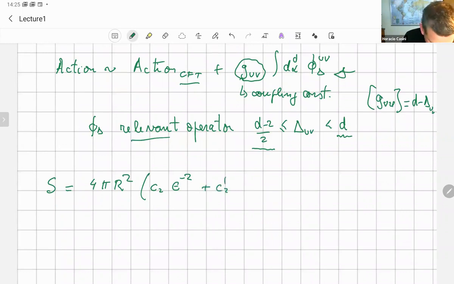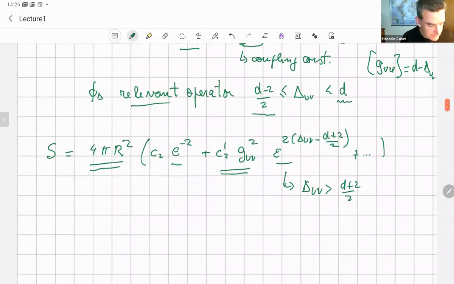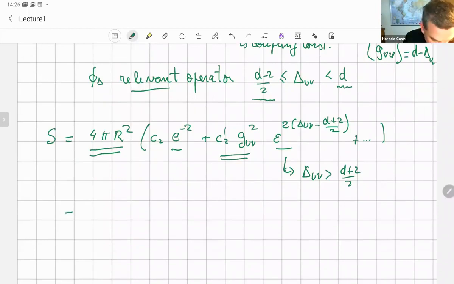So here we can write C prime. In general, this thing will be perturbatively computable, and it will be some power of G; in general, it starts with a G squared term. And here we have a power of epsilon that is determined just by dimensional analysis. Plus, it can be something else. This is the divergent area term. All powers of the cutoff are negative. So in that case, we need that delta UV is greater than (d plus 2) over 2 in order to have a new divergent contribution. Otherwise, we don't have a new divergent contribution in the area term. And then we have the logarithmic term.